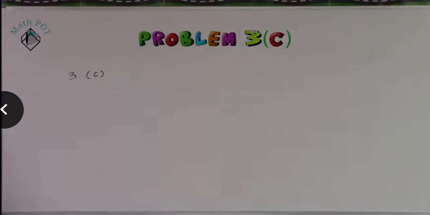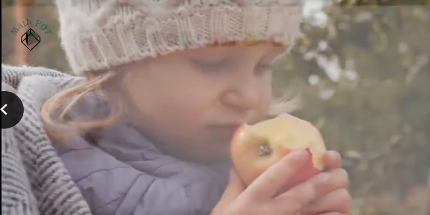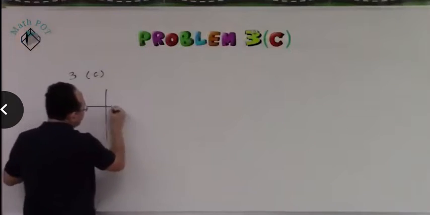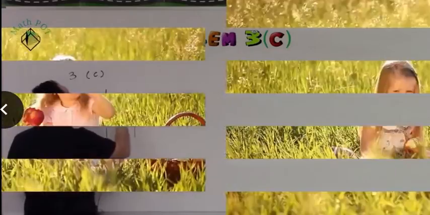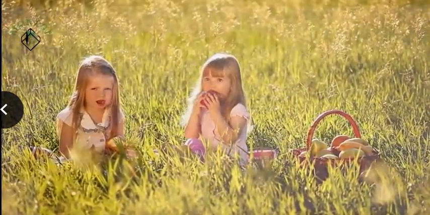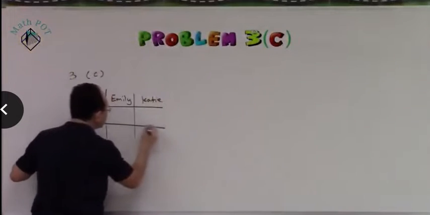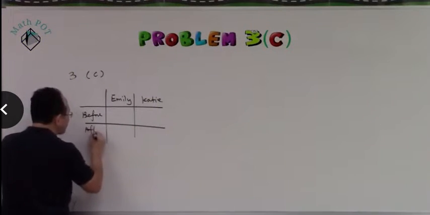So Emily and Katie had 40. After Emily gave Katie 4, now Katie has 6 more than Emily. The problem tries to figure out how many apples Emily had before the exchange. I'm going to put down a table and list all the important information. Think about we have 2 people, one is Emily and one is Katie. So basically, we have 2 states, one before the exchange and one after the exchange.